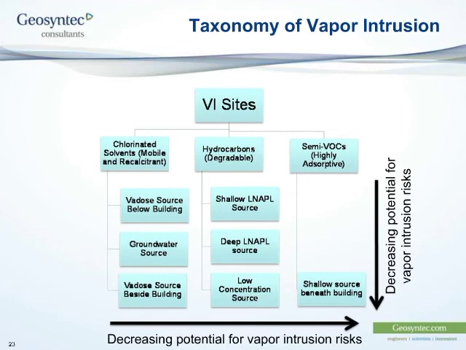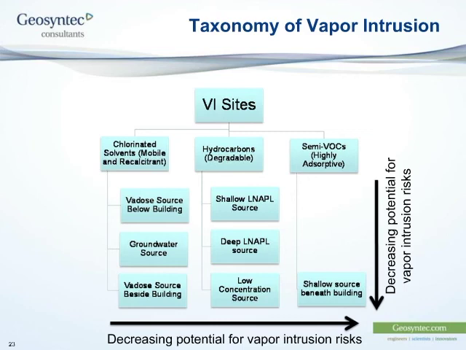So moving from left to right across the top here, chlorinated solvents are mobile and resistant to degradation. So they pose a greater risk of vapor intrusion than hydrocarbons, which degrade, or than semi-volatile organic compounds that tend to be pretty highly absorptive and therefore not very mobile in the subsurface. And for the chlorinated solvents, the source in the vadose zone below the building is a greater concern than a groundwater source, which is a greater concern than a vadose zone source outside the building footprint.